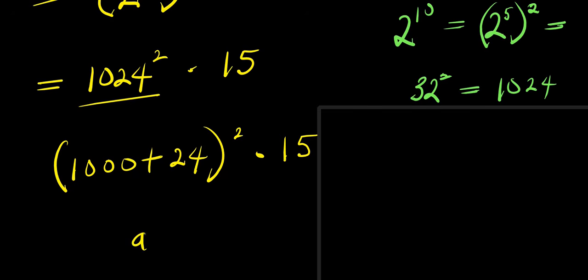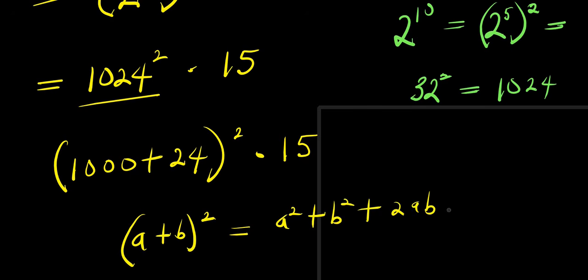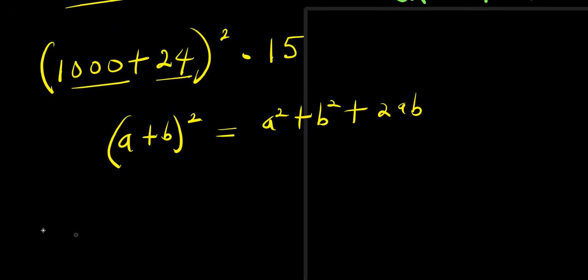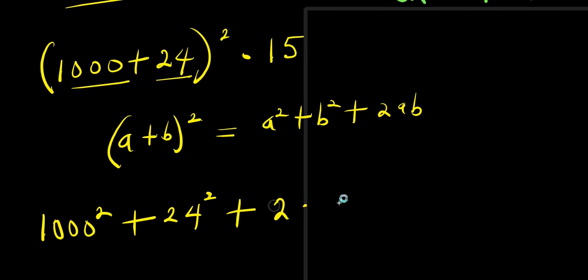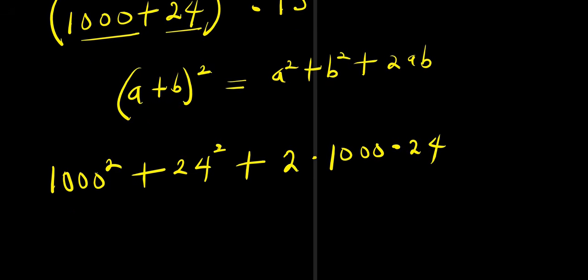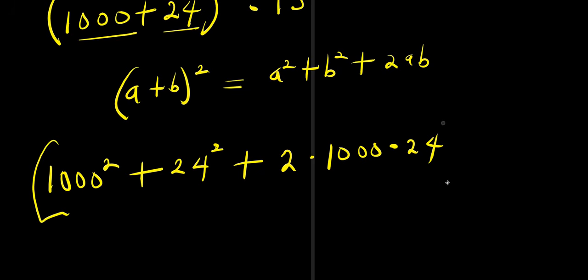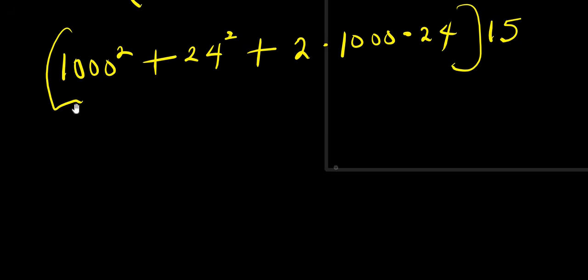So if you have a plus b power 2, it equals a squared plus b squared plus 2 times ab. And this is my a, this is my b. So this means 1000 squared plus 24 squared plus 2 times 1000 times 24. And everything here will multiply 15.